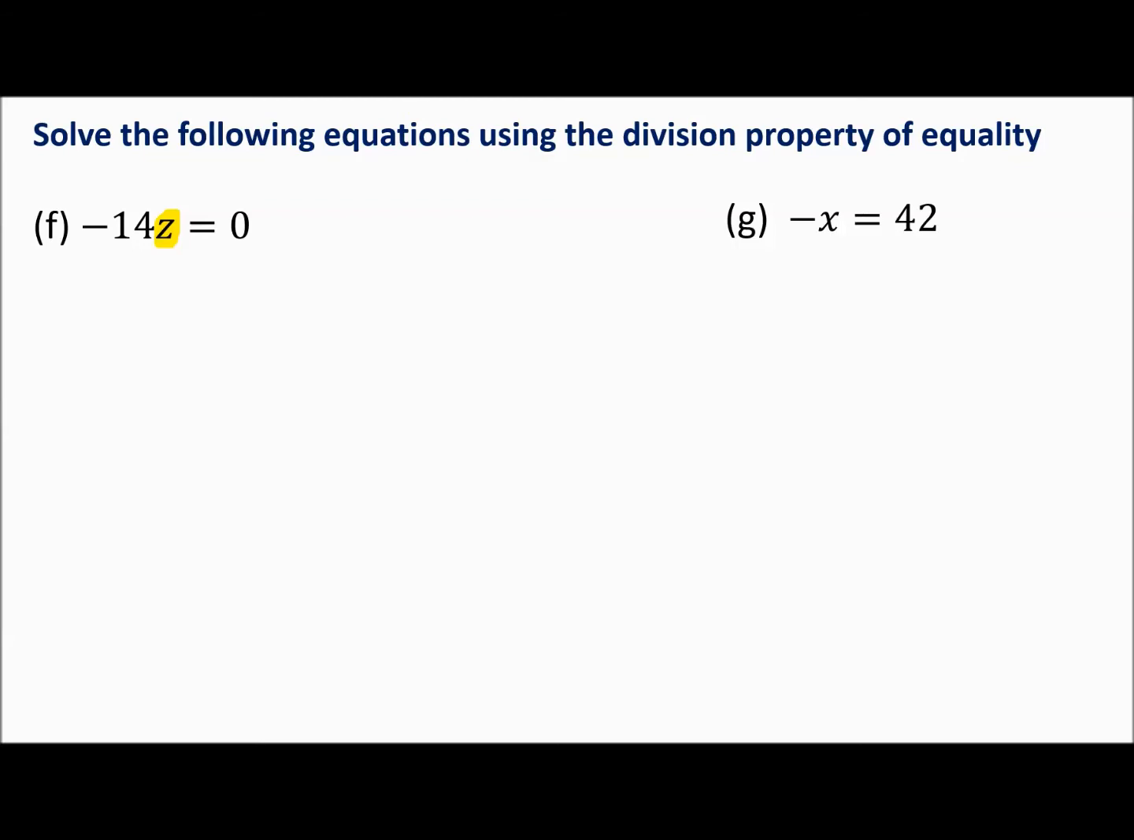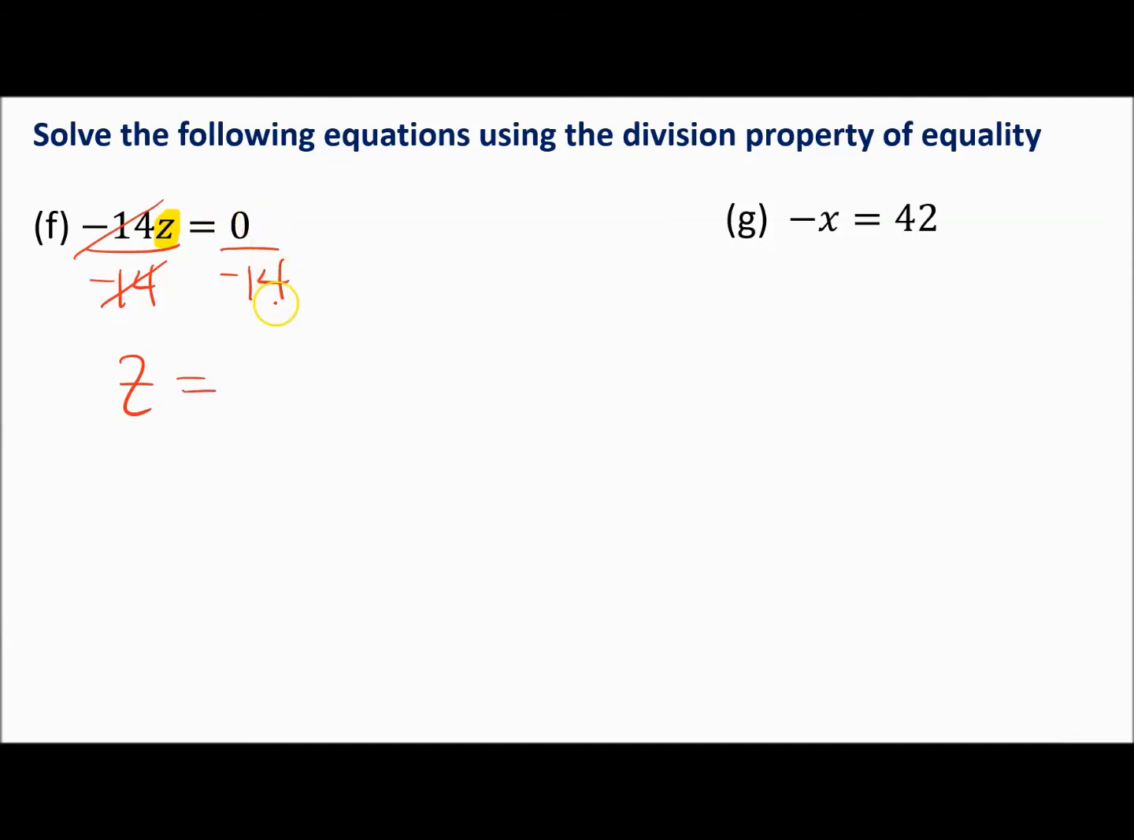So I have to determine what's happening to the z right now. Well, it's being multiplied by negative 14. How do I get rid of multiplication? I divide. And so that I'm following my properties of equality, I do it on both sides. Now, negative 14 divided by negative 14 is 1. That's the reason they cancel. I still have a z.